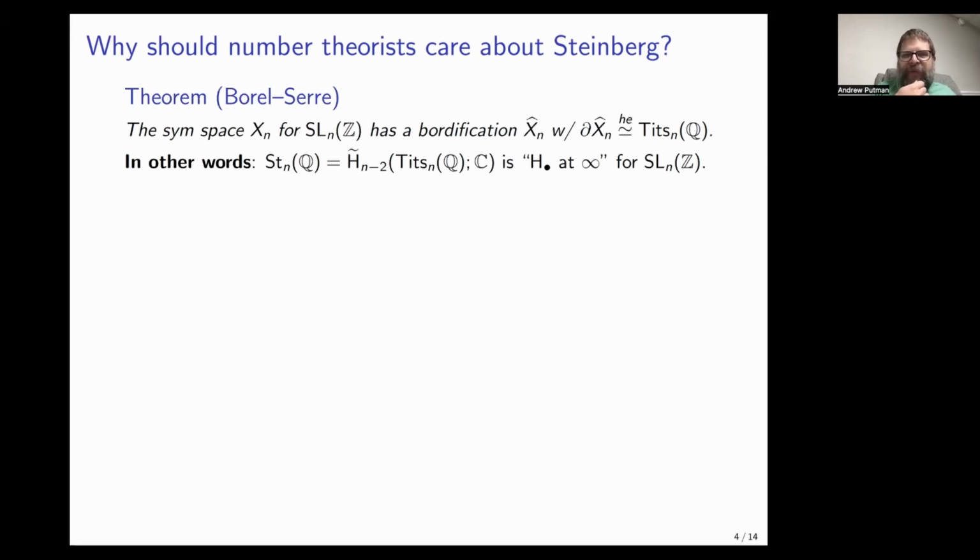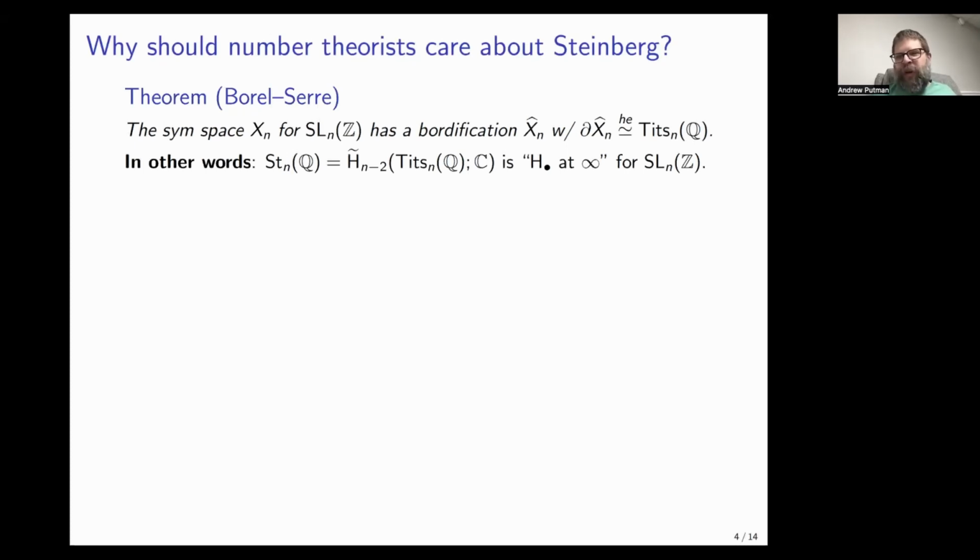And what this is saying is that if you look at the Steinberg representation over Q, St_n(Q), this is the unique non-zero homology group of the Tits building over Q with complex coefficients. This is the homology at infinity for SL_n(Z). And because of this, it plays a basic role, for instance, in duality phenomena for the cohomology of SL_n(Z), and so on.